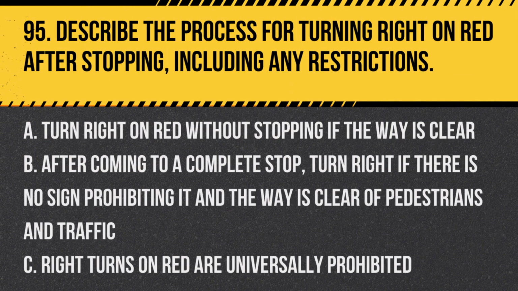Question 95. Describe the process for turning right on red after stopping, including any restrictions. A. Turn right on red without stopping if the way is clear. B. After coming to a complete stop, turn right if there is no sign prohibiting it and the way is clear of pedestrians and traffic. C. Right turns on red are universally prohibited.